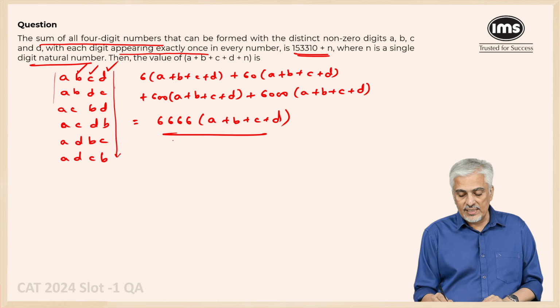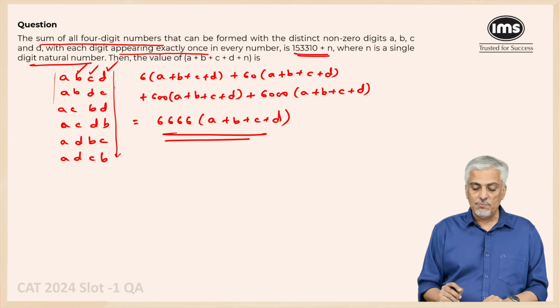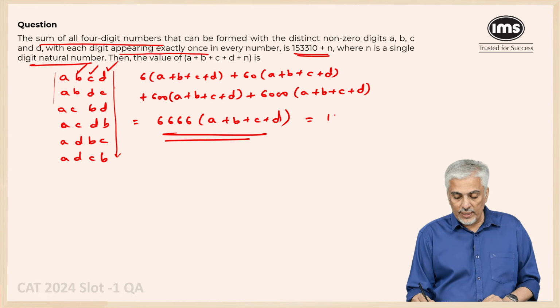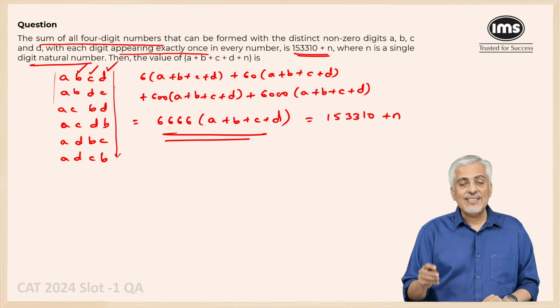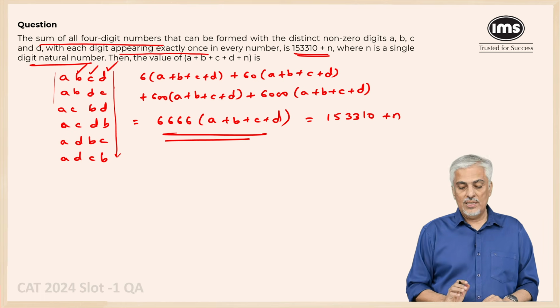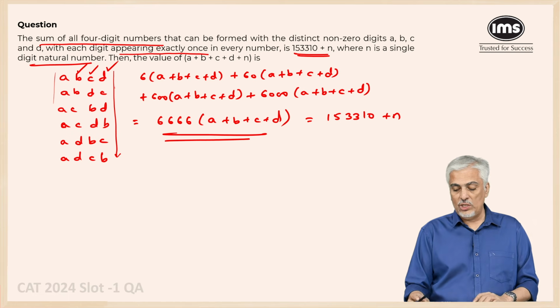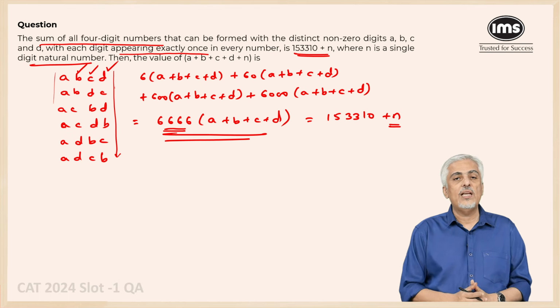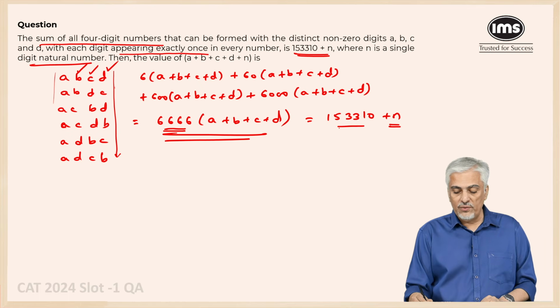So this is the sum of all 4-digit numbers which can be formed with distinct non-zero digits a, b, c, d, which is given equal to 153310 plus n, where n is a single digit number. Now very important, because n is a single digit number, this whole thing, 6666 into a plus b plus c plus d, is 153310 plus n.